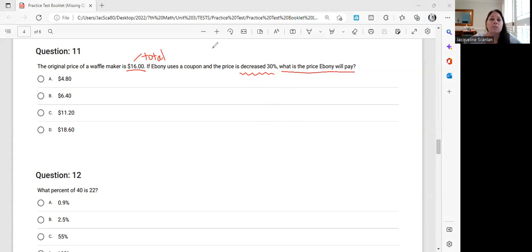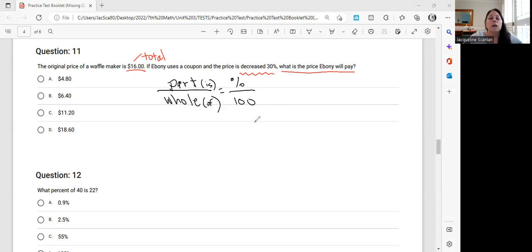But the first thing that I want to do is retrieve that formula that helps me with percents, which is part over whole equals percent over 100. And remember, we could also use is over of equals percent over 100. They both mean the same thing, okay?